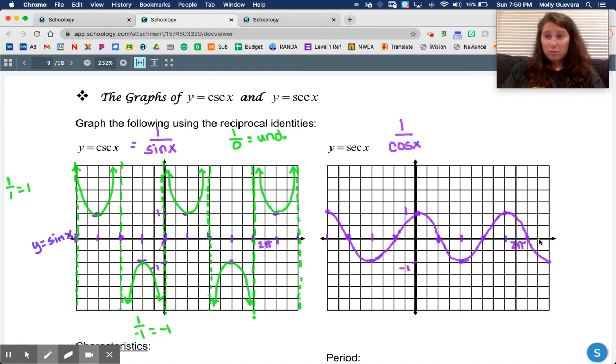Now it's the same thing. If I take this green, anytime this graph crosses the x-axis, it's an asymptote, right? Because here I would have 1 over 0, which is undefined. And here I would have 1 over 0, because the output is 0, so it's undefined. Anytime this graph crosses the x-axis, I have an asymptote. And then guess what? It's exactly the same thing. You take your peaks and valleys and you approach your asymptotes.